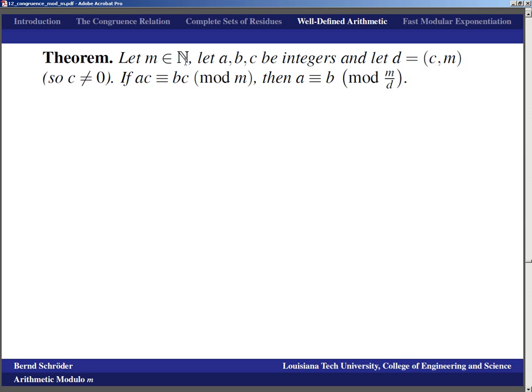So let m be our modulus. As always, we take three integers a, b, and c. We let d be the greatest common divisor of c and m, which in particular means that we're assuming that c is not equal to 0. And we assume that ac is equal to bc.